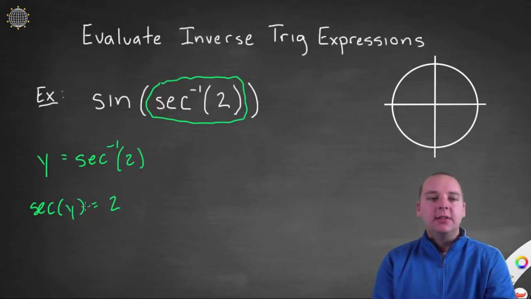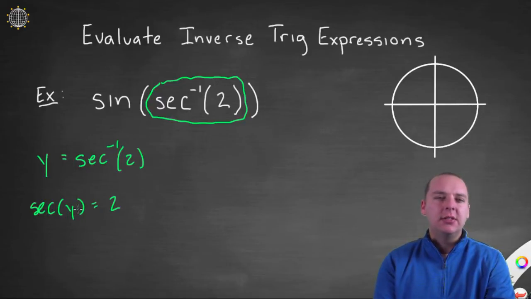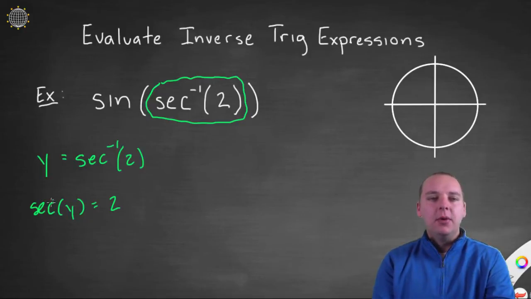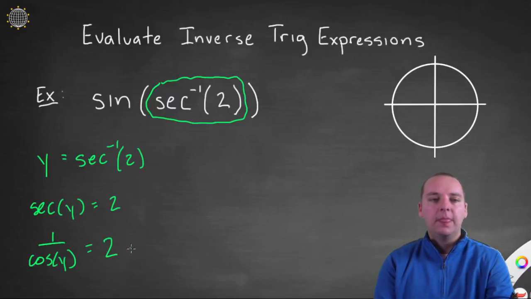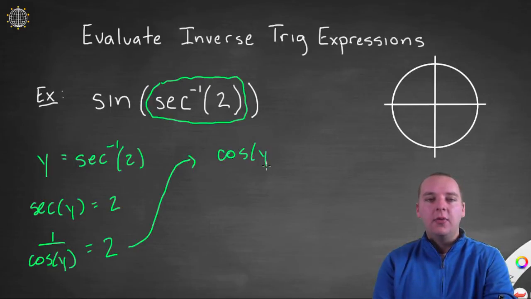And so this is a little bit more comfortable because we don't have inverse functions anymore. So secant of y equals 2, even that's a little strange because we would much prefer dealing with sine and cosine as opposed to secant. But if you recall, secant was the same thing as 1 over cosine. So we can write this as 1 over cosine of y equals 2, or we could rewrite that as cosine of y equals a half. Perfect. That seems very reasonable.